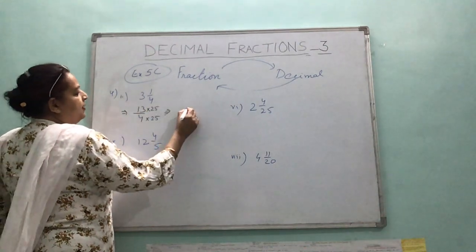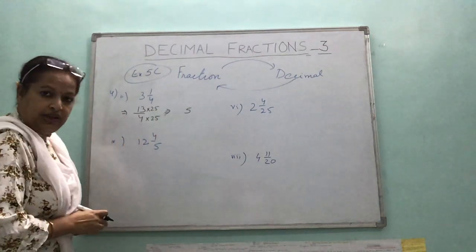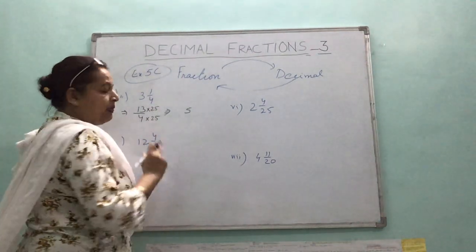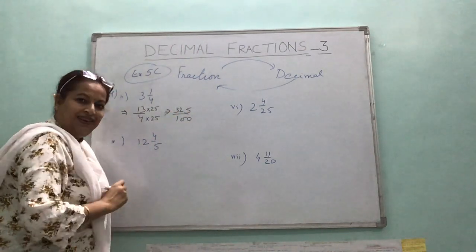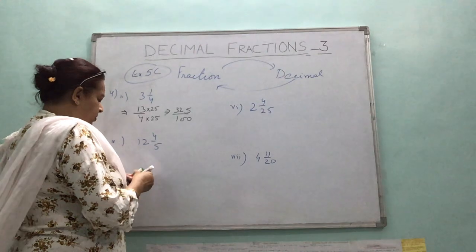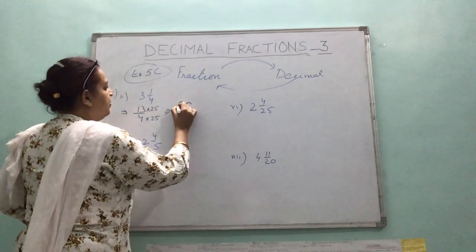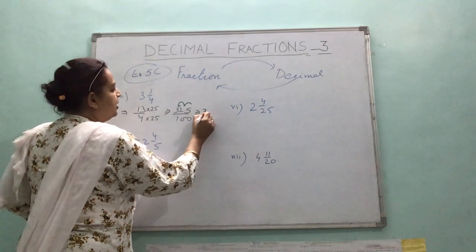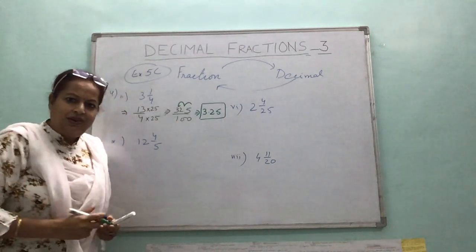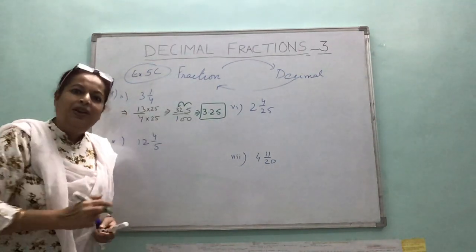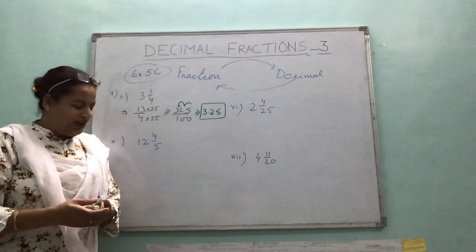Now 13 5 times is 65. 13 2 times is 26. 26 plus 6, 32. And this is upon denominator 100. Now what will you do, children? How many places? 2 places. So what is my answer? 2 places, which is here. My answer is 3.25. Not difficult. Only one step more, that is to convert mixed fraction into improper fraction.